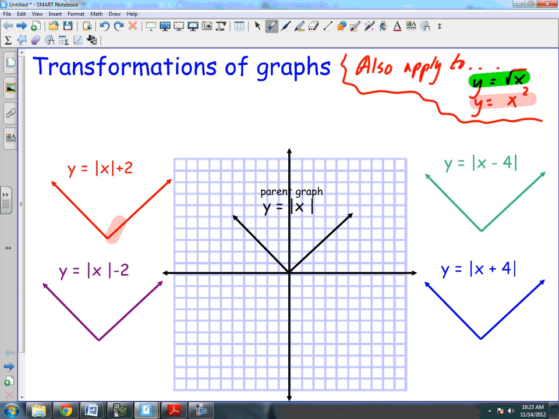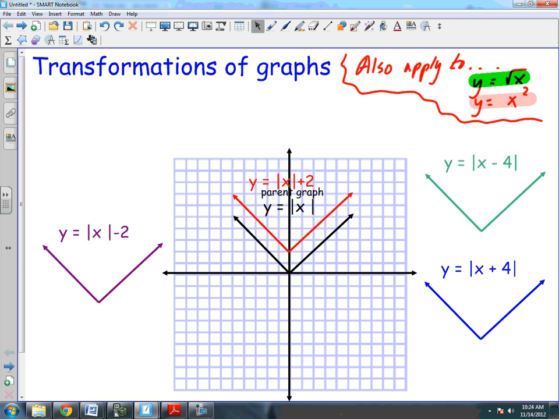Looking at absolute value of x plus 2. Well, you've got absolute value of x, add 2 outside. Hopefully you remember, that shifts the graph up 2. So we don't necessarily need to make a table every time. We can just look at it and say plus 2 outside will shift the graph up 2 units. So it would look like that.